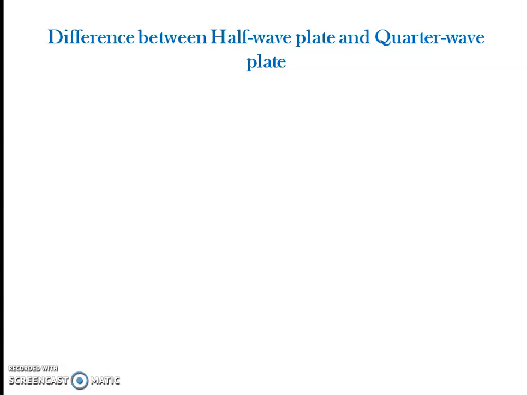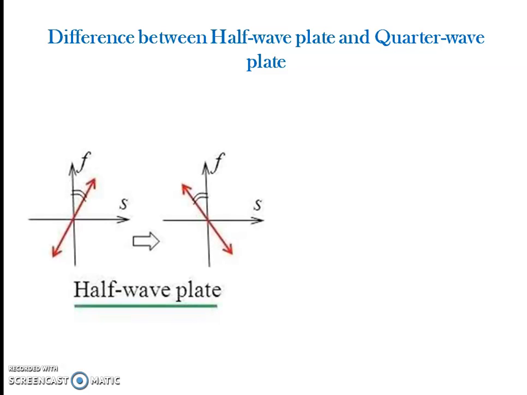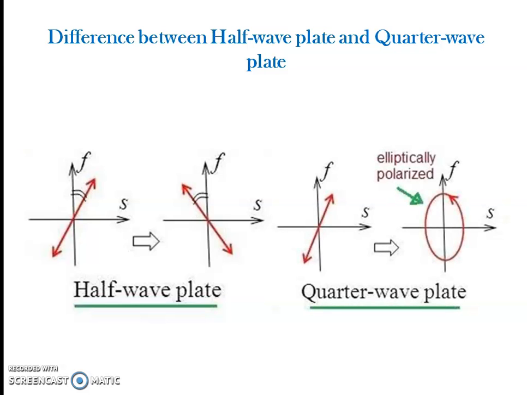Now the difference between a half wave plate and a quarter wave plate. This is the half wave plate and this is the quarter wave plate. Here, if you look at this half wave plate, we are getting a different polarization, and if you look at this quarter wave plate, we are again getting a different polarized light, that is elliptically polarized light. So this is the main difference between a half wave plate and a quarter wave plate.